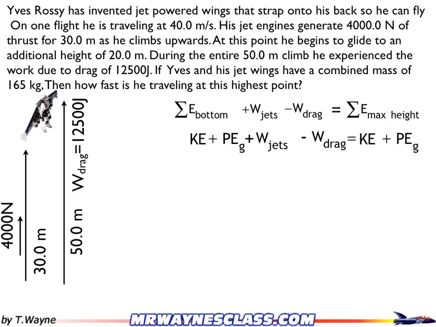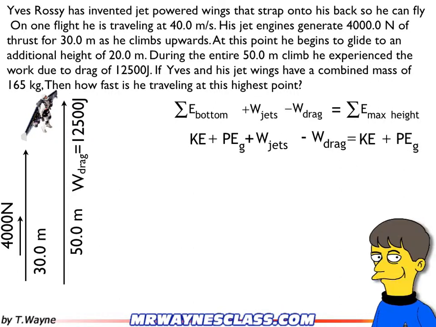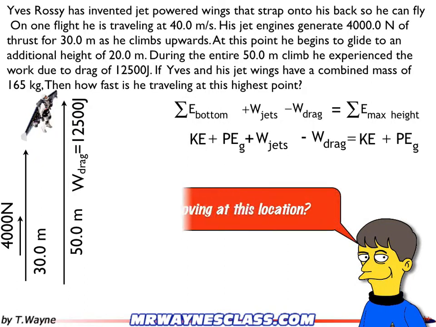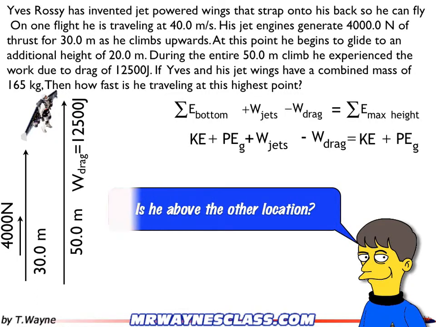So to figure out which of these energies I keep, I'll go through my usual questions. At the bottom of the flight, is he moving at this location? Yes, he's moving, so I'm going to keep that energy. Then I'll ask, at the bottom, is he above the other location's height? Well, no, it's the bottom. So I'm going to get rid of that energy in my equation.